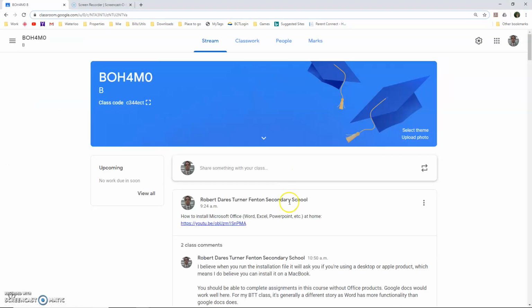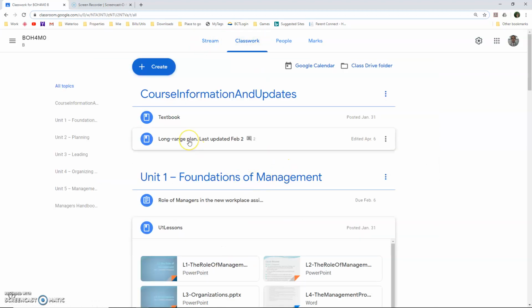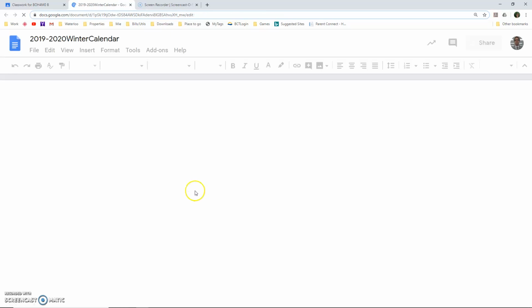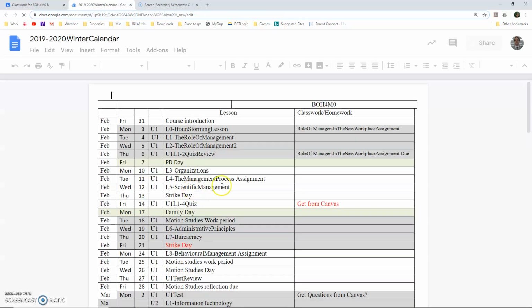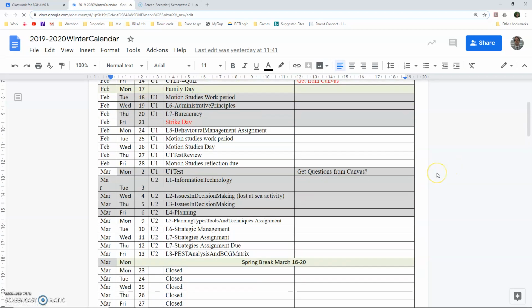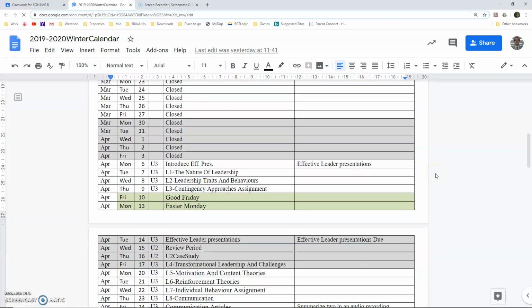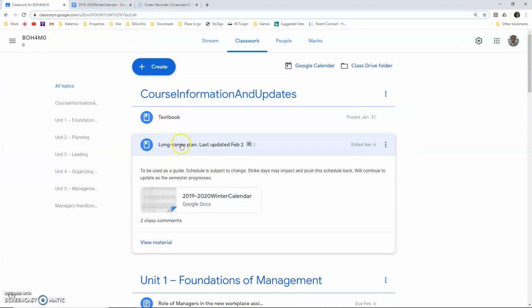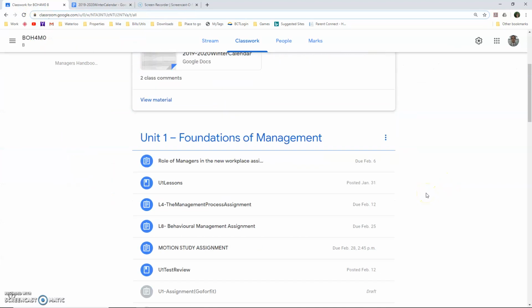From the Google Classroom, we can see that we've got stream and classwork, and you've got an updated long-range plan, which will be live as of now. What that means is, as I make changes to the schedule, you should see them here. Yesterday I had an effective leader presentation up as scheduled, and we're going to be going through some lessons today and tomorrow about the nature of leadership and leadership traits. So, sticking to what we are supposed to be doing, a recap.